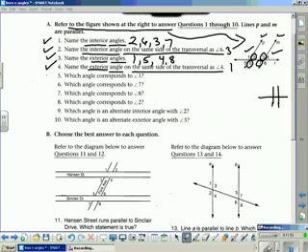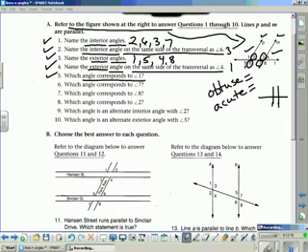Now we need to remember what we learned about corresponding for questions 5, 6, 7, and 8. Which angle corresponds to angle 1? Which angle is equal to angle 1 on the same side as angle 1? Remember what I told you. All the obtuse angles will be equal, and all the acute angles will be equal. What kind of angle is angle 1? Angle 1 is obtuse. So corresponding to angle 1 is angle 3.